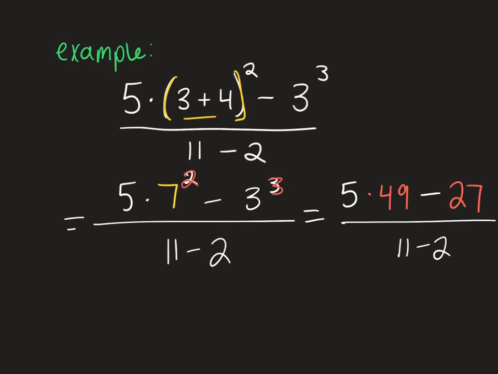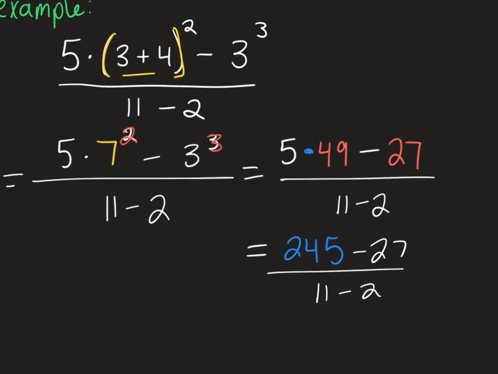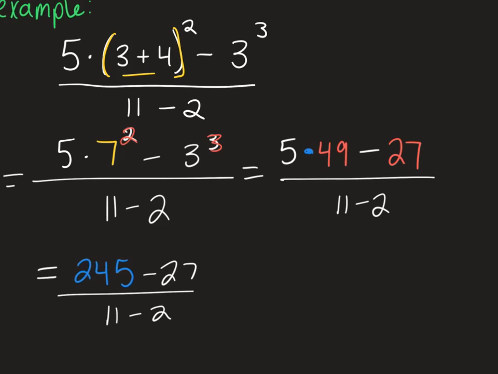Yep, 5 times 49. All right, so we're going to do our multiplication. So that's going to give us 245. Yep, minus 27. And then you've got 11 minus 2. I'm kind of all over the place already. It's only day 1. Over here. All right, so I'm kind of going this way. All right, and then you're going to do those 2 subtractions. Right, so then 245 minus 27 is going to give you 218. And 11 minus 2 is 9.